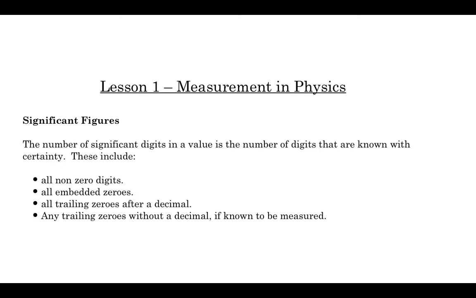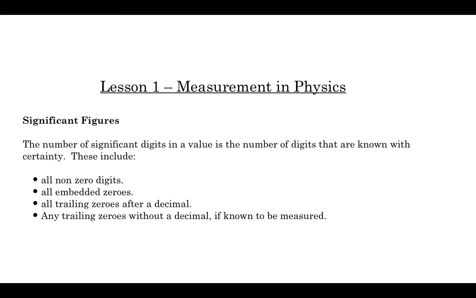Most of this stuff for most students will be a little bit of a review. So we're going to begin with significant figures. The number of significant digits in a value is basically the number of digits that are known with certainty. So this includes the following. Remember, we're talking about measurements. Anything in a value that's non-zero is significant. Any embedded zero is significant. All trailing zeros after a decimal, and any trailing zeros without a decimal if they're known to be measured.